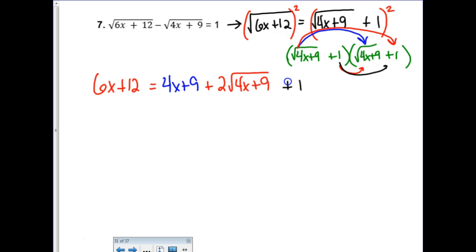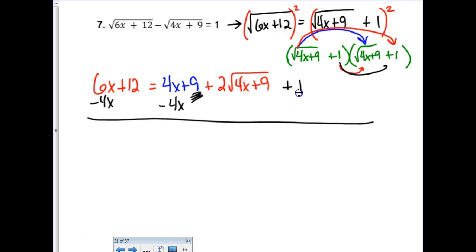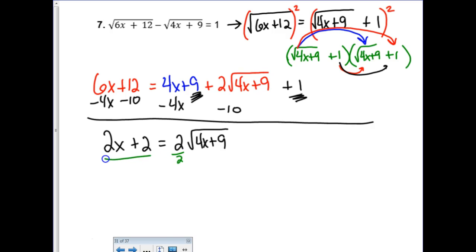Get the radical isolated, okay? Oh, fantastic. All right, let's subtract the 4x over. Subtract the 4x over. And then I'm going to kind of cheat here because I know you don't have a lot of room. This is really a 10, so let's just do a cheater's thing here and say I'm subtracting 10 from both sides. So I have 2x plus 2 equals 2 times the square root of 4x plus 9. I'm still not quite isolated, guys. It would be a really cool move if you just divide everybody by 2. Let's do that. So I have x plus 1 equals the square root of 4x plus 9. That's great.